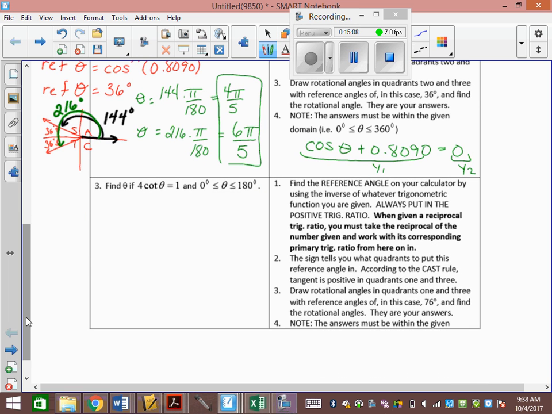So for 3, we have a reciprocal function, so it's a little different than the previous one. It's restricted between 0 and 180. So, same steps. Get the trig ratio by itself. I'm going to divide by 4.